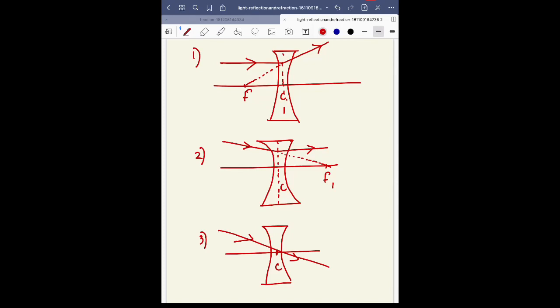Okay, so that would be all for today. Next time we will be doing image formation for concave and convex lens.